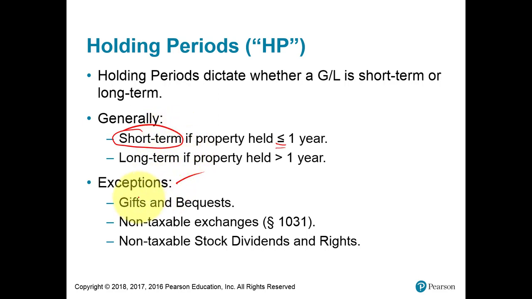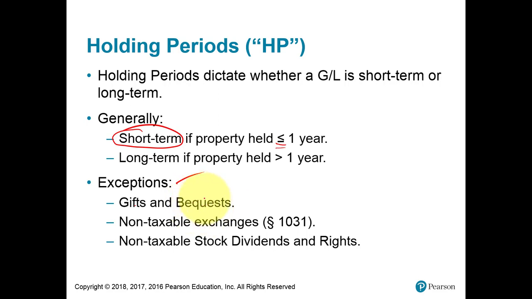If you receive a gift, you can add on the holding period of the person who gave you that gift. The person that gives you the gift is called the donor, and you who receive the gift are the donee. Gifts are made when the donor is living. If the gift or transfer is made at the death of the person giving the item, that's called a bequest or inheritance. The person giving that bequest or inheritance is called the decedent. Not descendant, but decedent, and the person receiving it is a beneficiary.